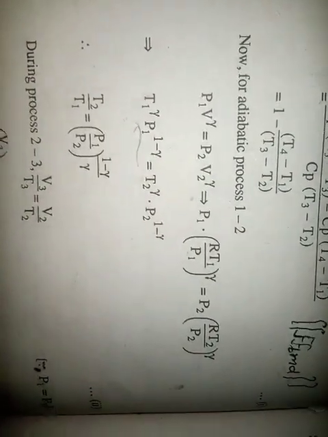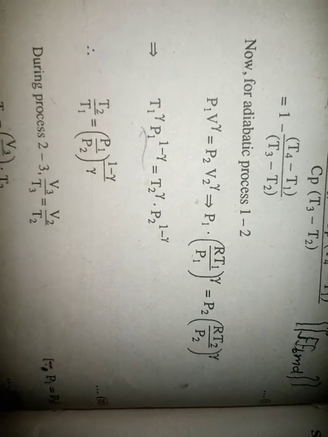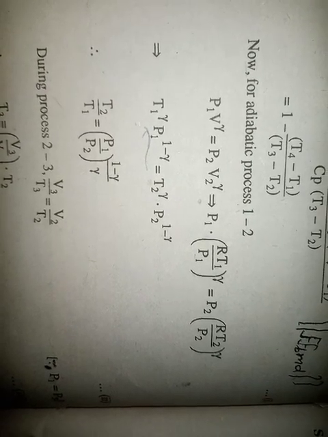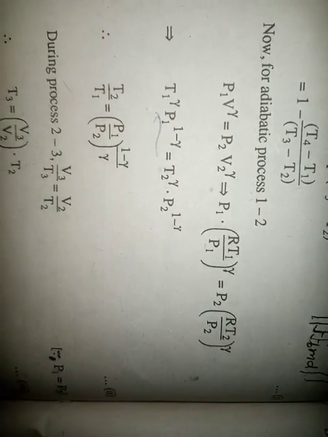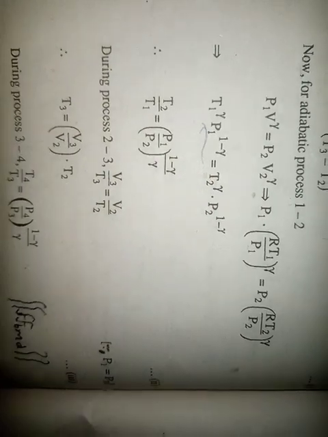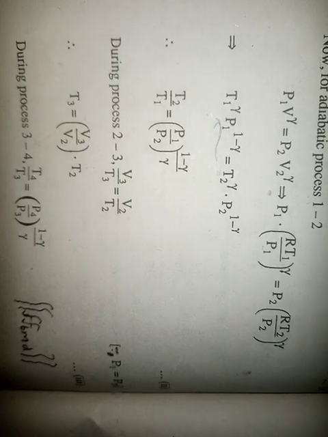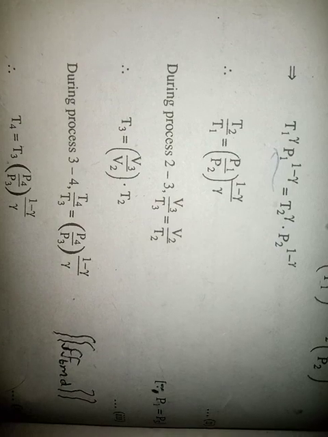Now for adiabatic process 1 to 2, we have P1 V1 to the power gamma equals P2 V2 to the power gamma. This implies P1 (RT1 by P1) to the power gamma equals P2 (RT2 by P2) to the power gamma. This implies T1 to the power gamma into P1 to the power 1 minus gamma equals T2 to the power gamma into P2 to the power 1 minus gamma. Hence we get T2 by T1 equals (P1 by P2) to the power (1 minus gamma) by gamma.